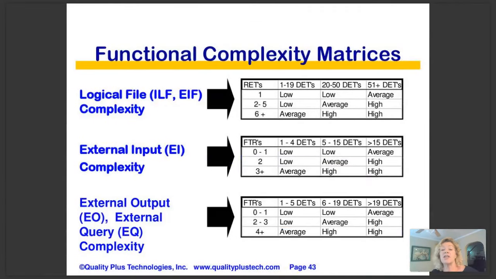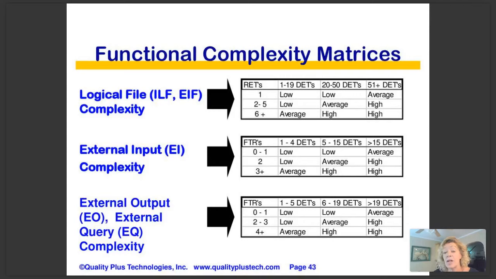Here's my functional complexity. If you're looking on the exam and it says, what is the functional complexity? That means, is it low, average, or high? So if it says, what is the functional complexity, and you say it's 7 function points, that's incorrect. The functional complexity means, is it low, average, or high?